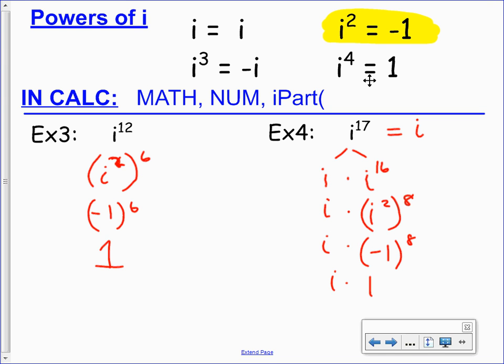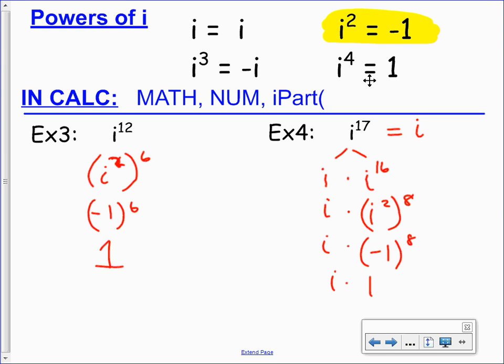I spent a lot of time on this in regular too. Let's make the most of this and take a look at our calculator. If you get this question on the SOL, you're not spending that much time on it because there's a way to do this in your calculator.